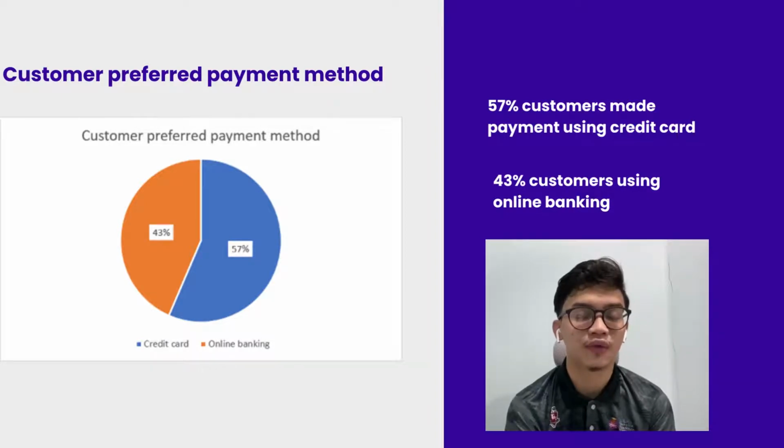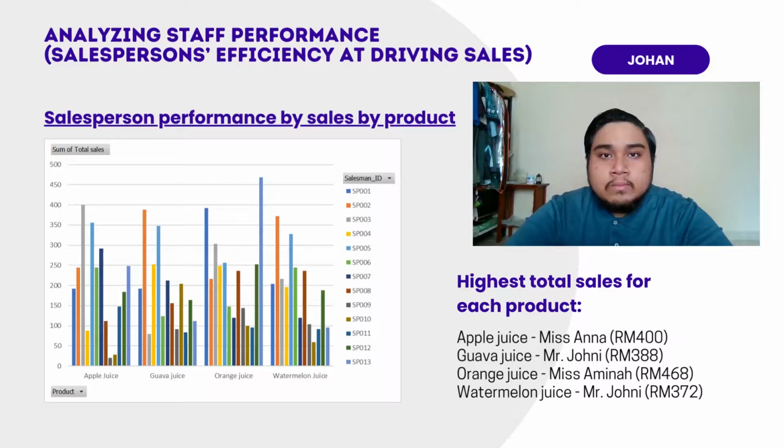Lastly, we analyze customers by their preferred payment method. From the pie chart, we found that 57% of customers like to make payment using a credit card, while the remaining 43% like to pay using online transfer.